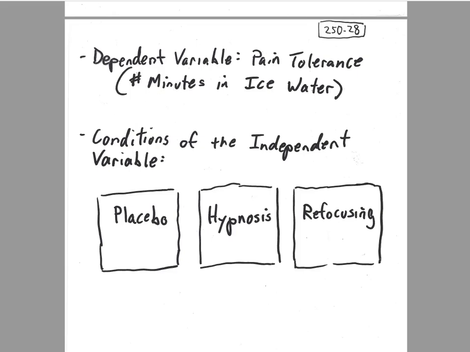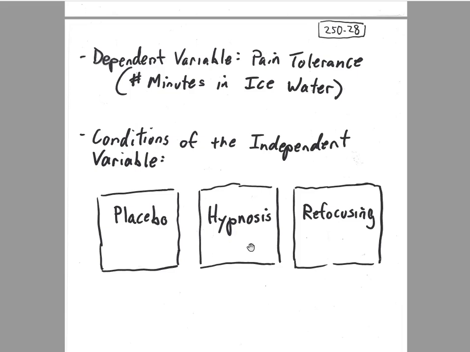You have randomly assigned participants to one of 3 treatment conditions. Your independent variable is pain management strategy. You randomly assigned 1/3 of your subjects to a placebo condition. You don't do anything special for them. Just tell them to stick their hand in a bucket of ice water, see how long they can keep it there.